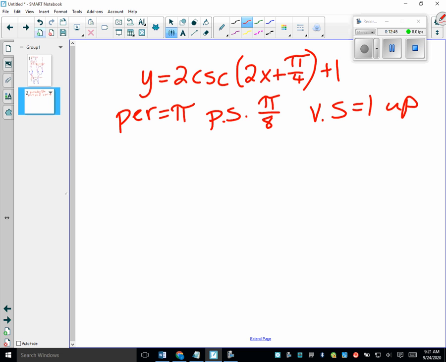When you put this in your calculator, isn't cosecant 1 over sine? So this is going to be equal to y equals 2 times 1 over sine. What is my angle? All that goes with the word sine is what is in parentheses, which is 2x plus pi over 4. And then your plus 1 goes off to the side.